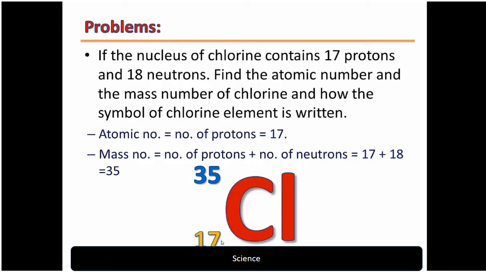The symbol of chlorine is Cl, and we calculated its atomic number, which is 17. So we will write it in the lower left corner. We calculated its mass number, which is 35. It will be written at the upper left corner. So the symbol of chlorine is Cl, 17, 35.